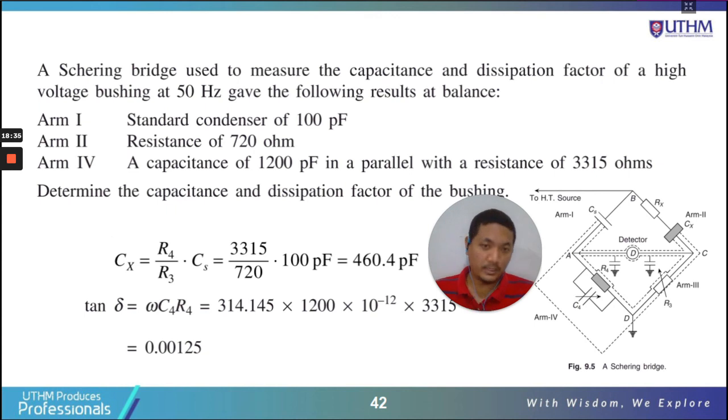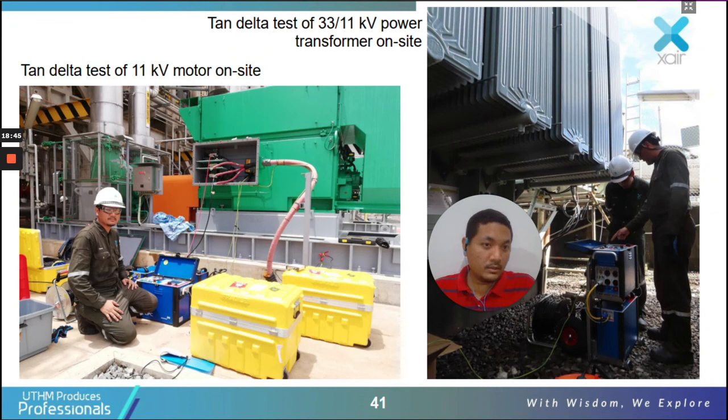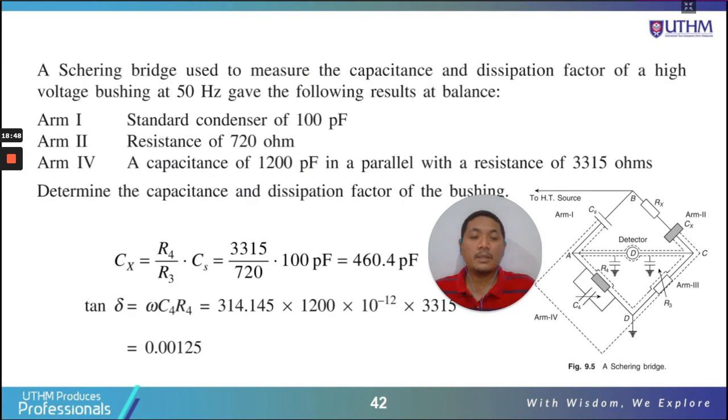If you do not know what a bushing is, just Google image bushing. A bushing is basically a part of a transformer. Okay, it cannot be seen from here. So can we determine the capacitance and dissipation factor of the bushing? Yes, if we have all these values, arm number 1, 3 and 4, we have the equation. So just replace the values.